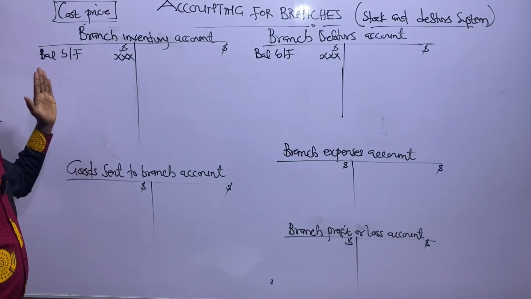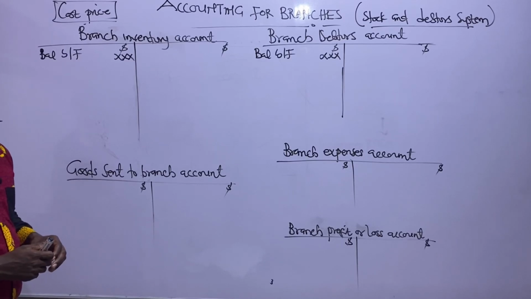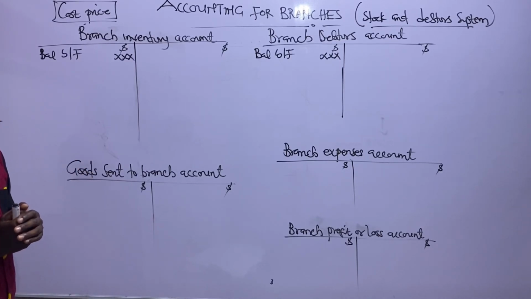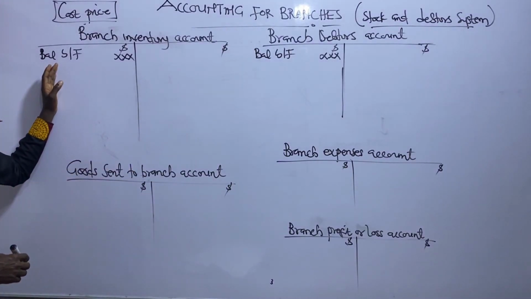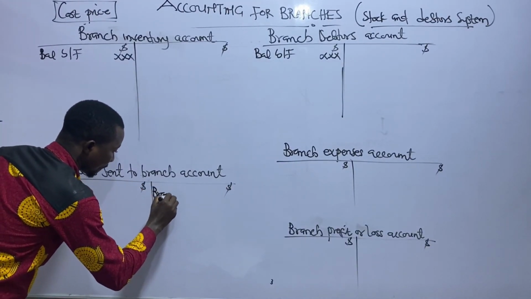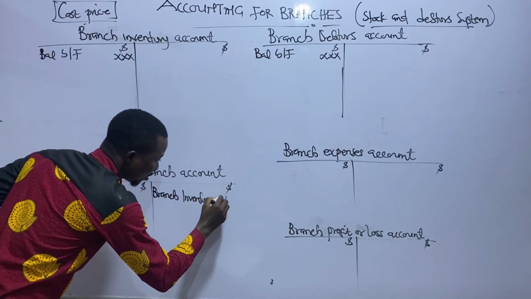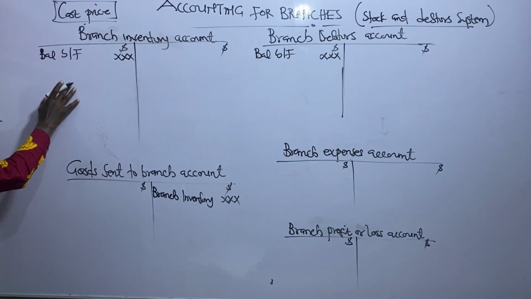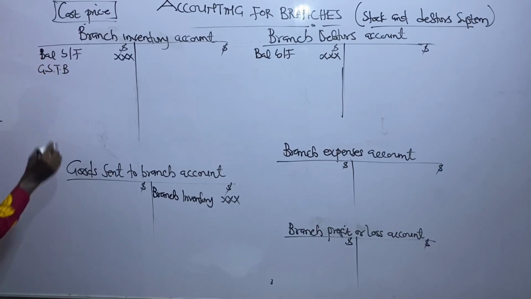So after recording the opening balances, the next thing to look at is when goods are transferred from head office to branch. When goods are transferred from head office to branch, the double entry is that we credit goods sent to branch account and debit the branch inventory account. We credit goods sent to branch in the name of branch inventory. Then we come to debit the branch inventory account in the name of goods sent to branch. Is that okay? This way.